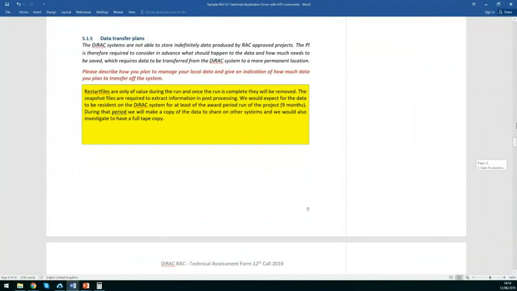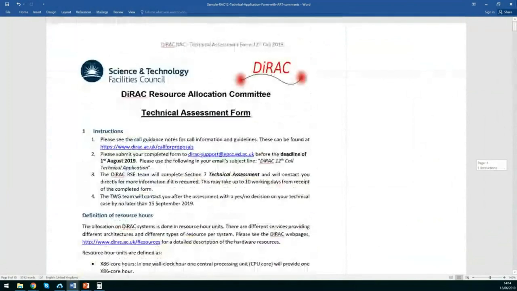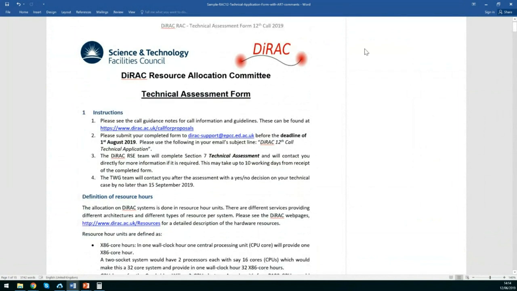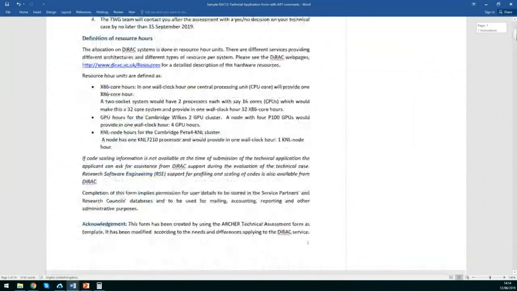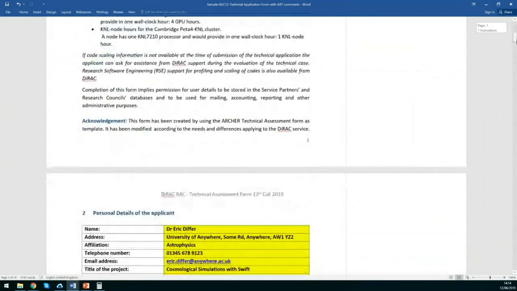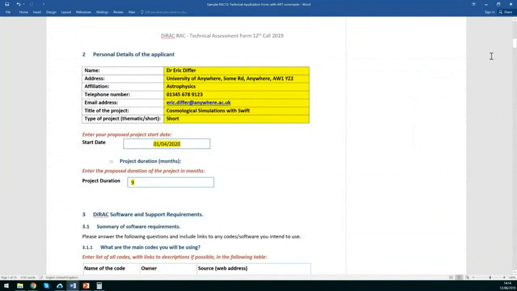So this is the technical application form, and that application form has a sample application included. I would strongly urge the applicant to go and look at the resources that are available, and above all, look at the instructions in the document that you also find when you download the application form.